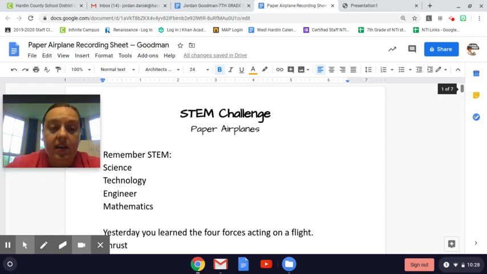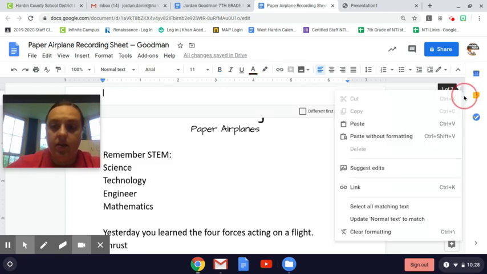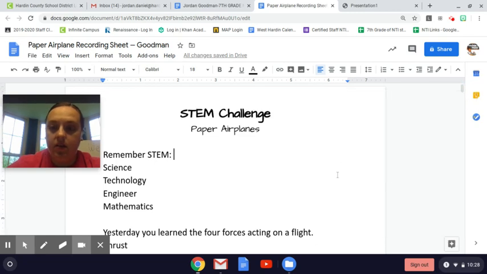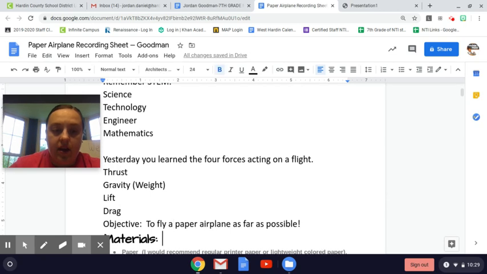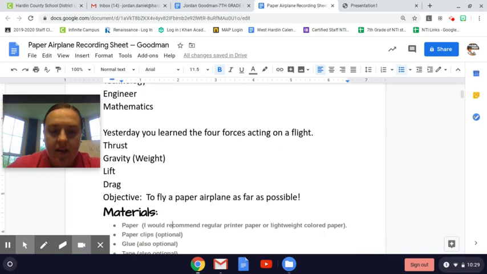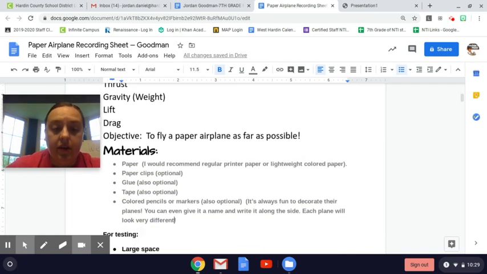Remember, STEM is science, technology, engineering, and math. On Monday, we already talked about science. We talked about the 4 acting forces: thrust, gravity, lift, and drag. And the objective of building this plane is we want it to go the farthest. It's always a competition. It ever so quickly goes through the materials. That should go with the technology part.